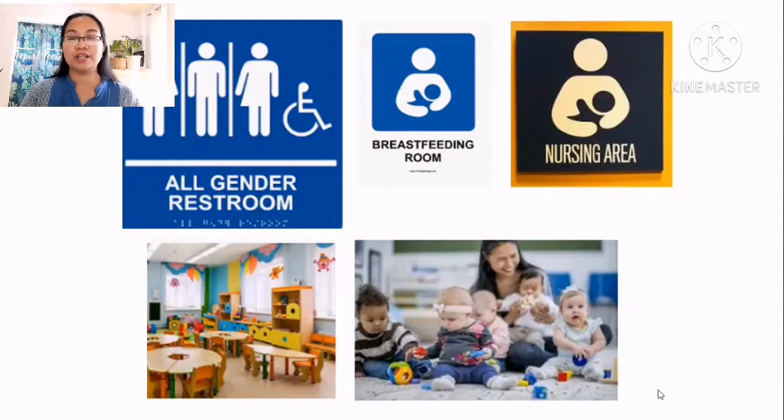So, we have here all-gender restroom, breastfeeding room, kahit sa mga estudyante natin na mothers na. So, if they have to produce milk, tapos mag-express sila ng milk, dapat meron tayong breastfeeding area or breastfeeding room. Yan po yung plan by next year na magkakaroon tayo ng breastfeeding room na pwede sila magpa-breastfeed or pwede na sila mag-express ng milk for storage na pwede nilang dalhin sa bahay. We can also have nursing area for our faculty members, yun nga, breastfeeding area.